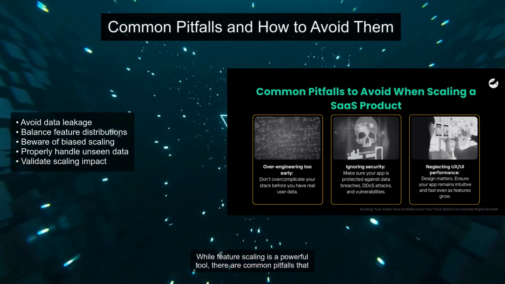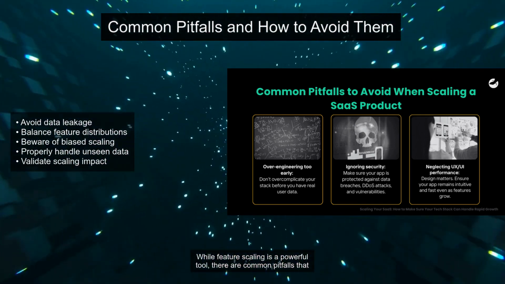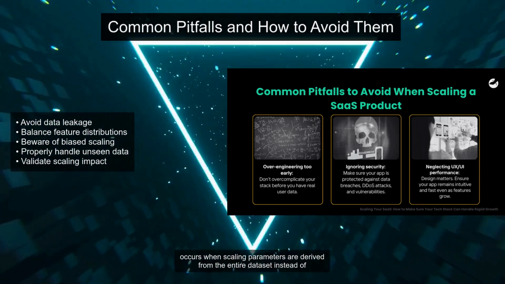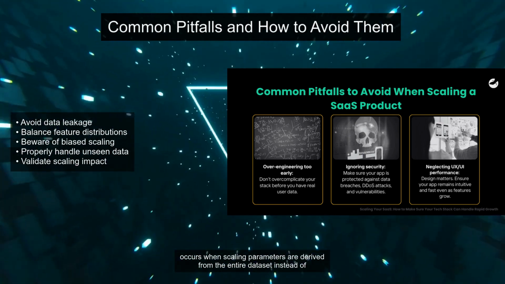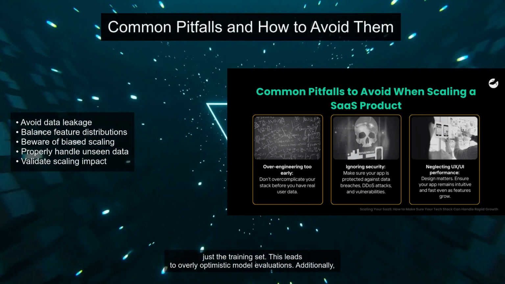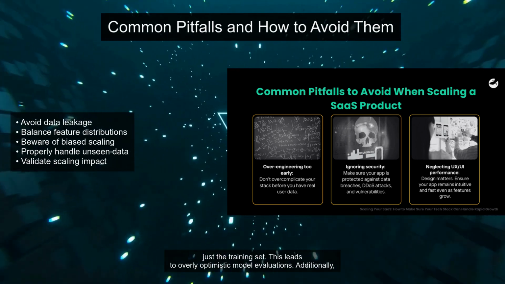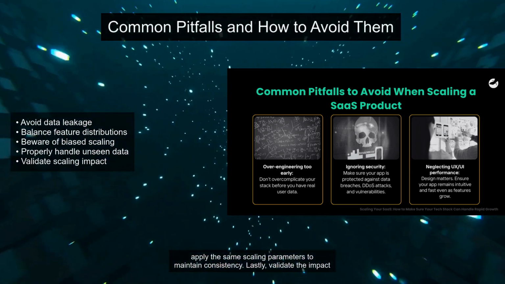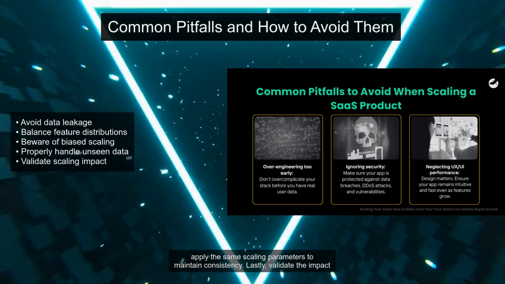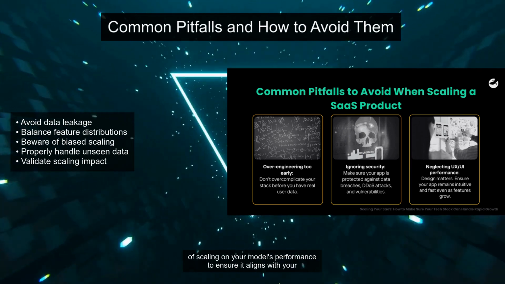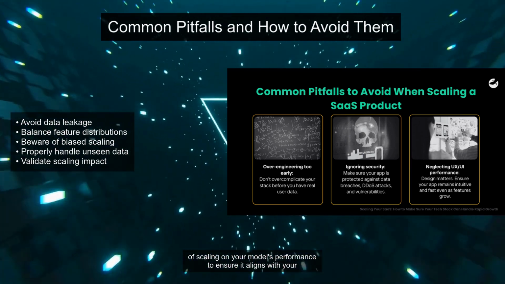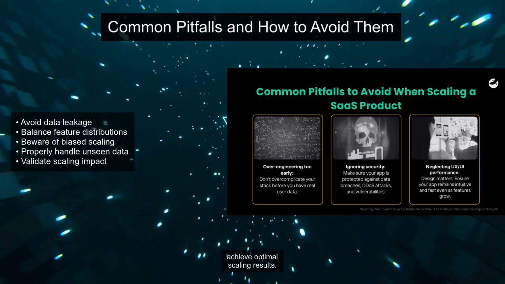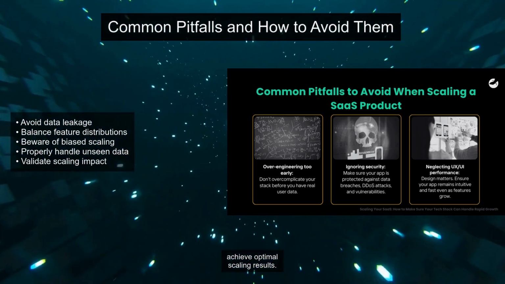While feature scaling is a powerful tool, there are common pitfalls that can undermine your model's performance. One major mistake is data leakage, which occurs when scaling parameters are derived from the entire dataset instead of just the training set. This leads to overly optimistic model evaluations. Additionally, ensure balanced feature distributions to prevent biased scaling. When handling unseen data, apply the same scaling parameters to maintain consistency. Lastly, validate the impact of scaling on your model's performance to ensure it aligns with your goals. By being aware of these pitfalls, you can avoid them and achieve optimal scaling results.